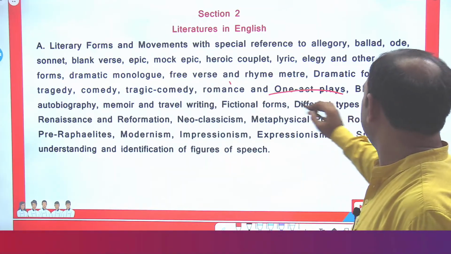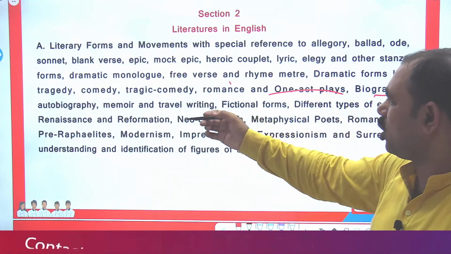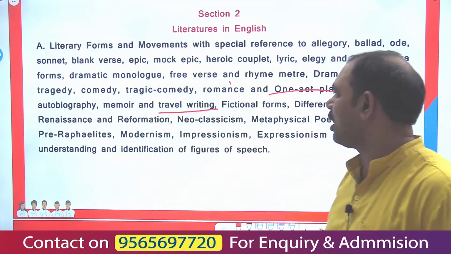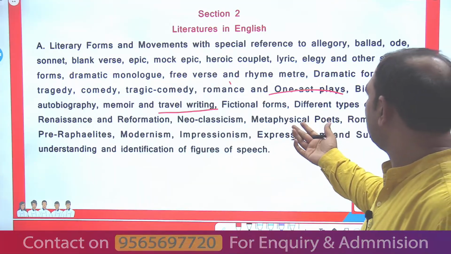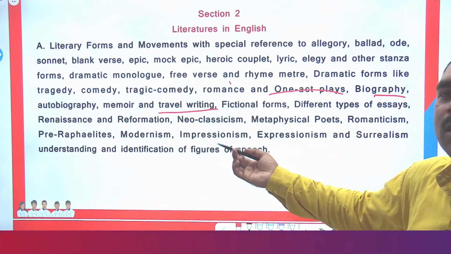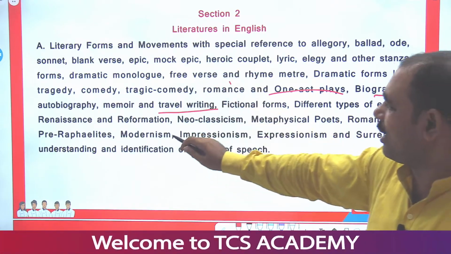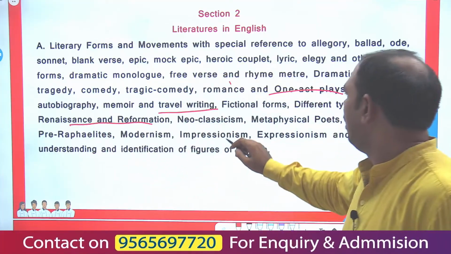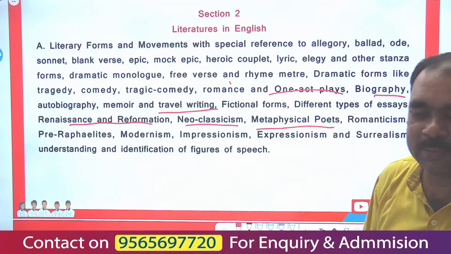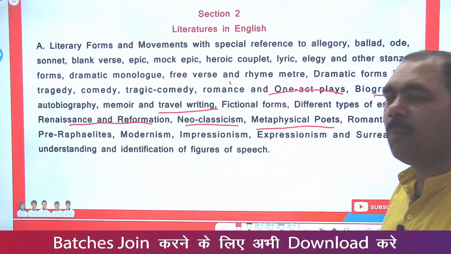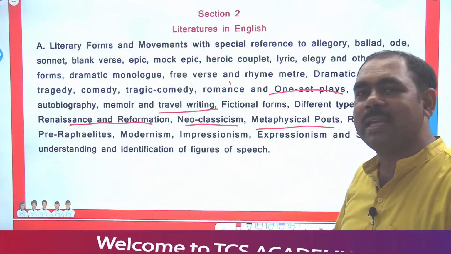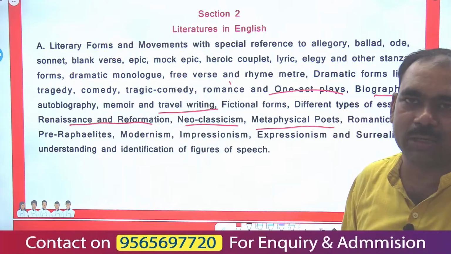One act plays, biographies, autobiographies, memoirs, travelogues, or travel writings we can call them. Fictional forms, that is literature in fiction, different types of essays, and the movements like Renaissance, Reformation, Neoclassicism, metaphysical poetry, Romanticism, Pre-Raphaelites, Modernism, Impressionism, Expressionism, Surrealism. These all are called the movements in English literature.